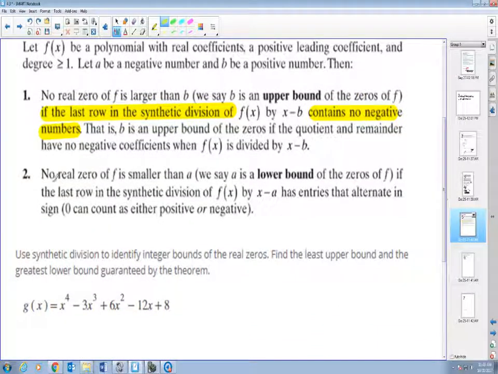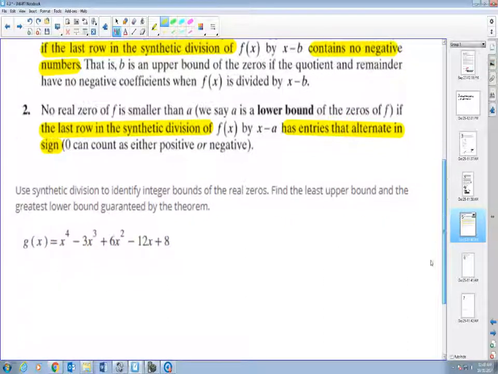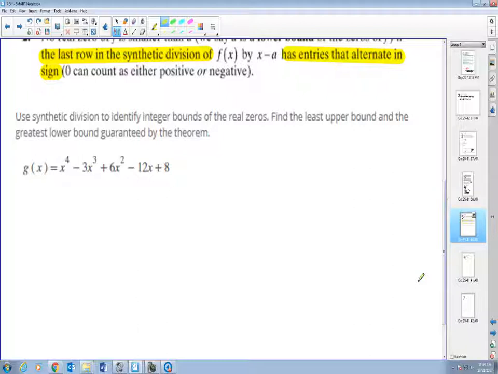No real zeros of my function are smaller than a, and we say a is a lower bound of the zeros if the last row in the synthetic division has entries that alternate in sign. Alternating sign means positive, negative, positive. Zero can be counted as either positive or negative. So I will attempt not to use a calculator to do this.